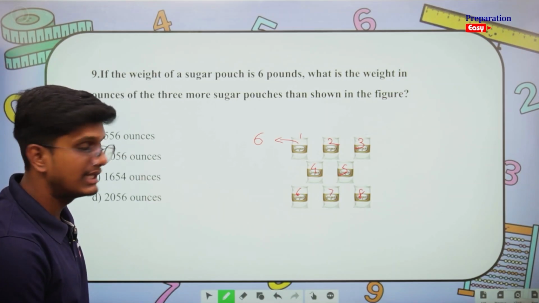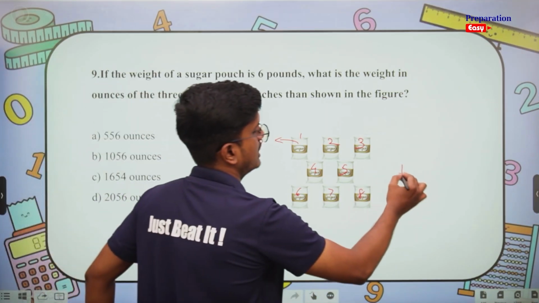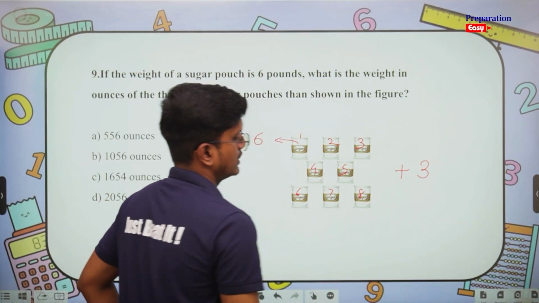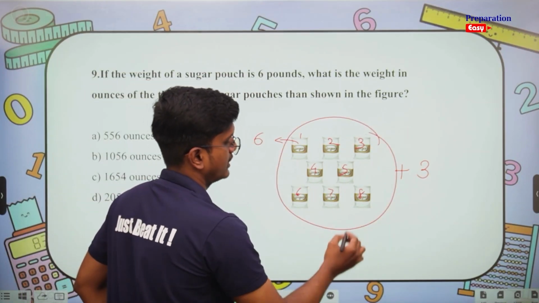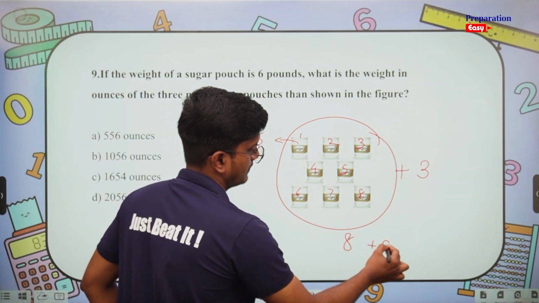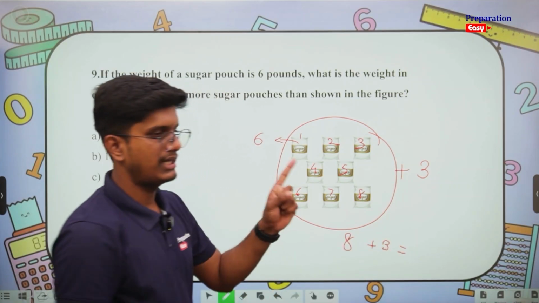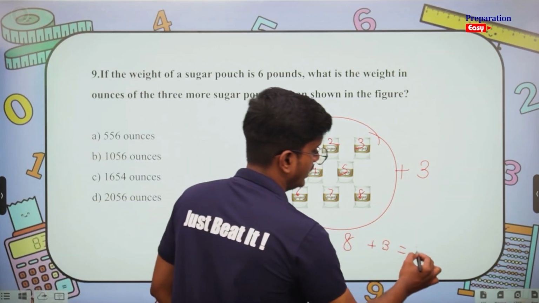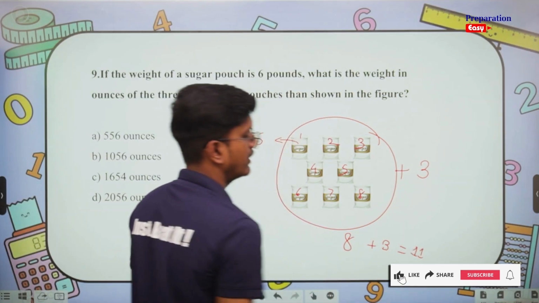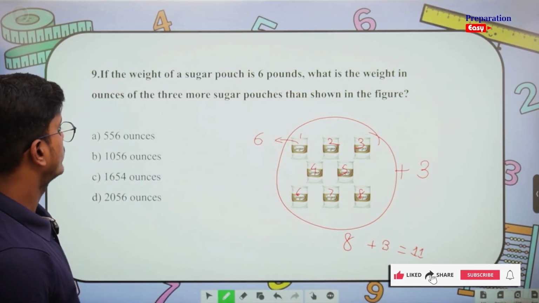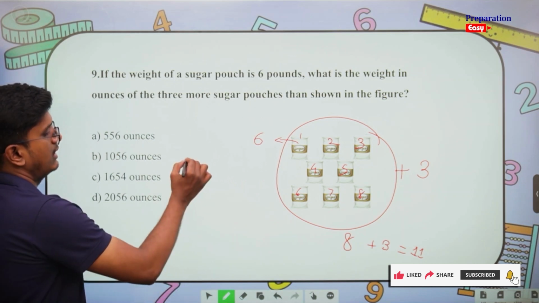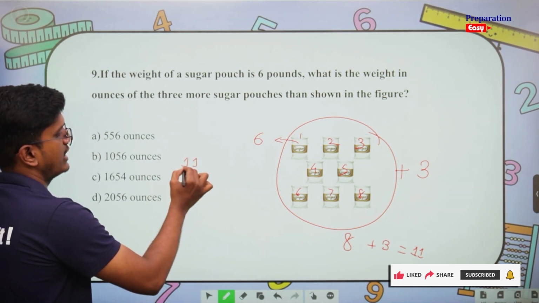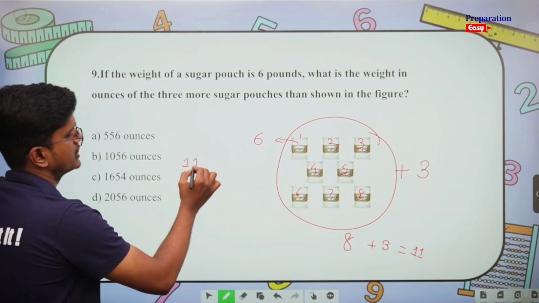So we are adding 3 more bags. Initially we have 8. 8 plus 3: 9, 10, 11. So in total we have 11 pouches of sugar. Okay, 11 pouches we have, which means 11 pounds in total.